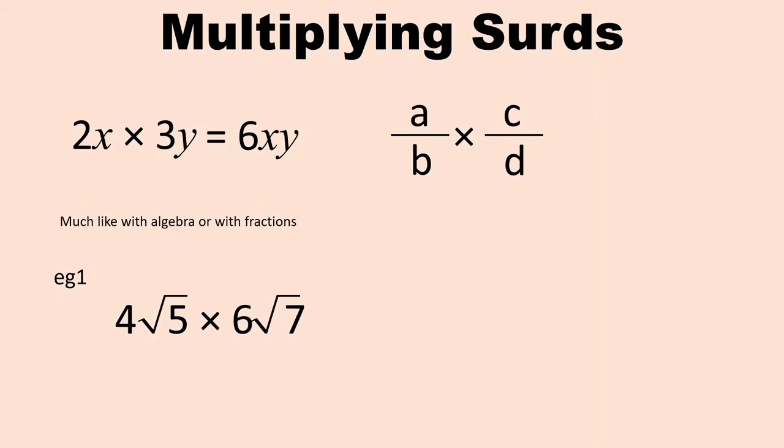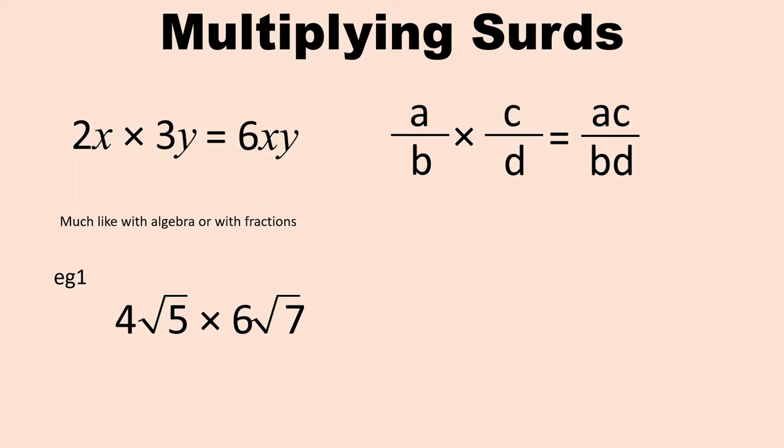Simple. Similarly with my fractions, I don't need a common denominator to multiply fractions together. I simply do top times top, so a times c, over, and then I do bottom times bottom, b times d. So that gives me a numerator of ac and a denominator of bd. Hopefully that's pretty straightforward and simple.